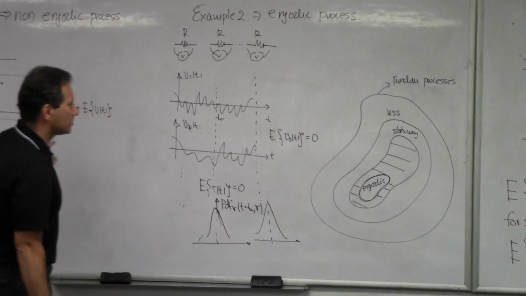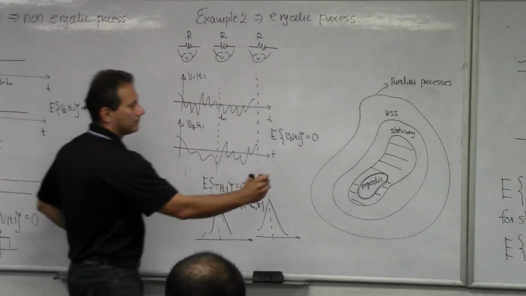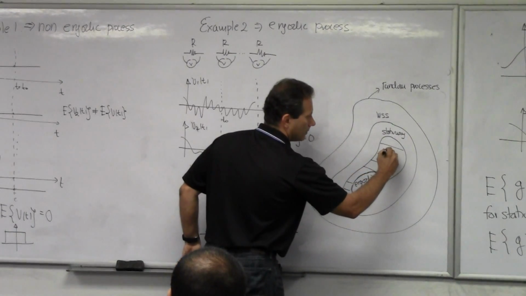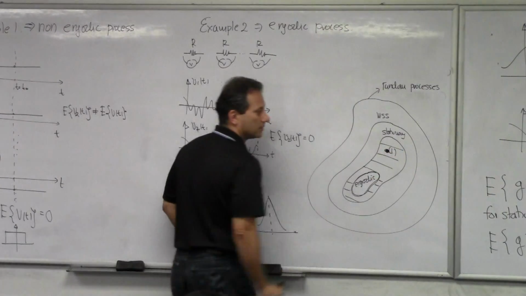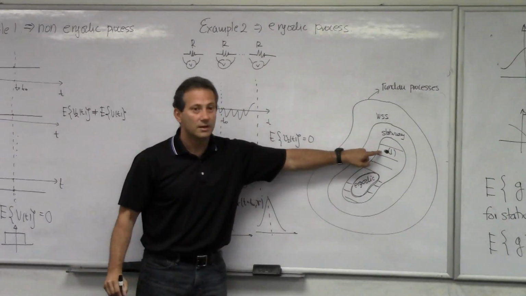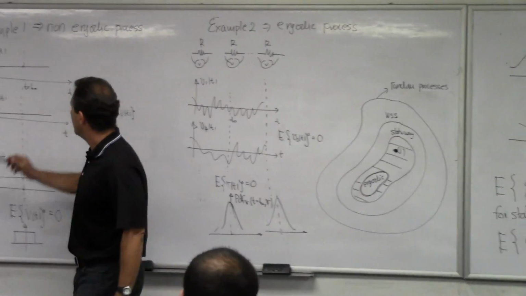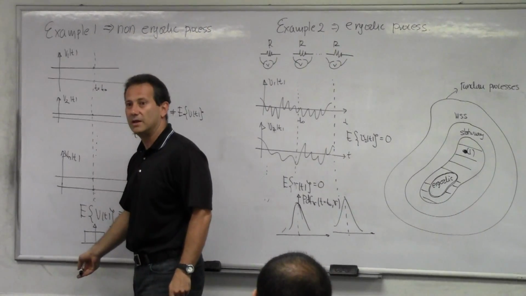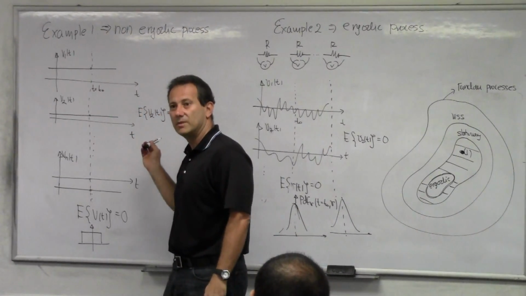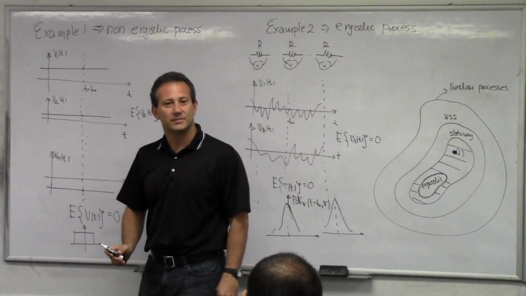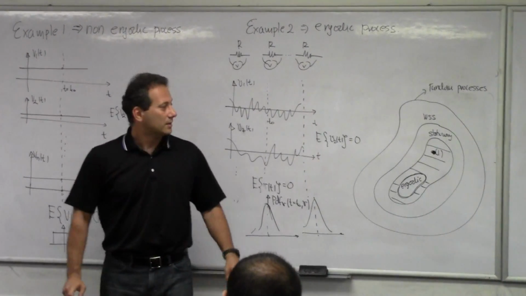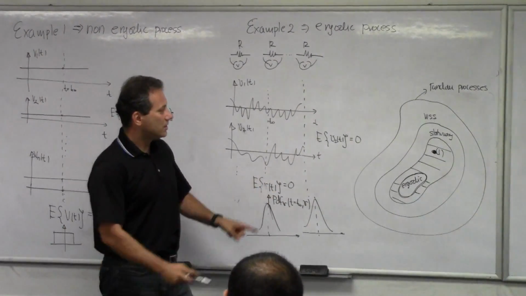But the first one is here. That's the first process, right? Why? Because it is stationary, but it is not ergodic. Why is it not ergodic? Because if I average across the amplitude domain and I average across the time domain, I'm not getting the same result, right? The second process is here.